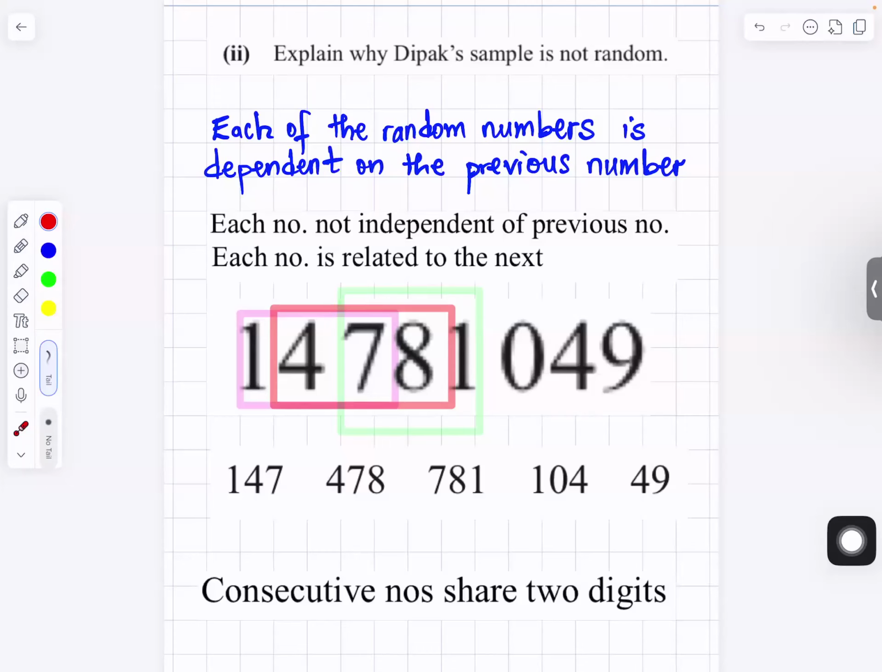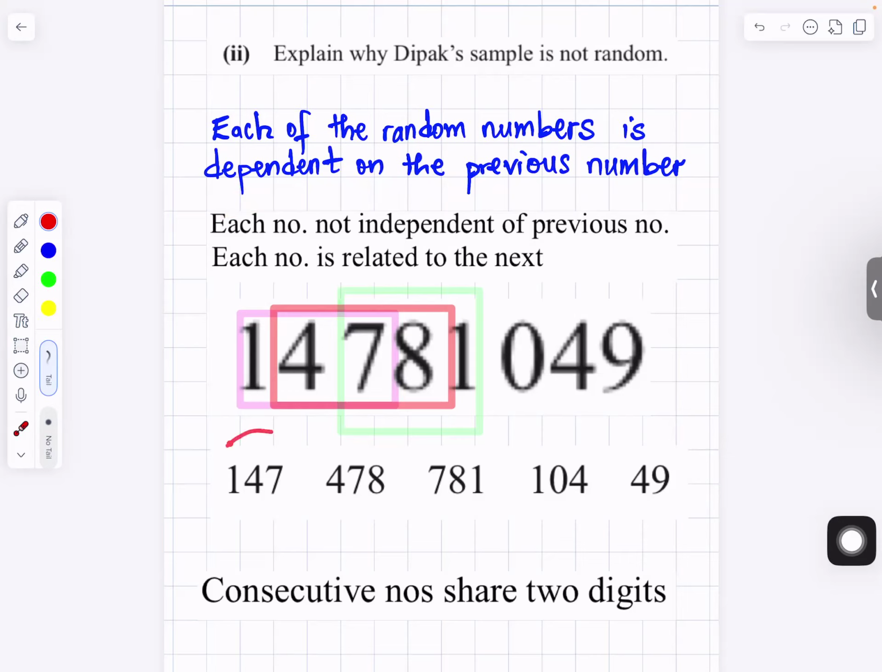For part B, explain why Deepak's sample is not random. Random means all of them have equal chances. There is no pattern in selecting them. It says each of the random numbers is dependent on the previous number. Let's see how that shows up. It's dependent on the previous number.